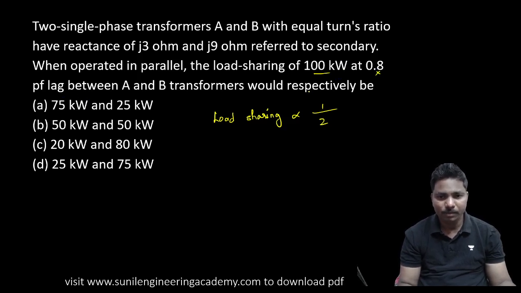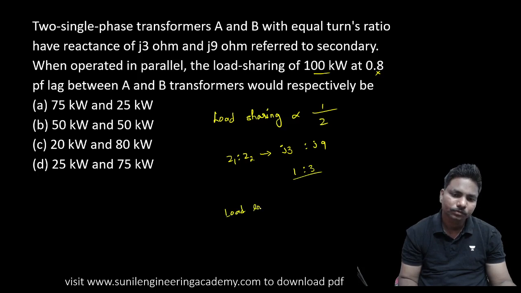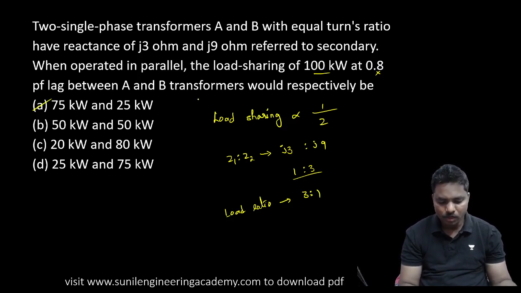Then A and B transformer would be respectively dash. So it is inversely proportional to impedance. Higher the impedance, lower the sharing. Lower the impedance, higher the sharing. So that means here impedance ratios are given as J3, J9. That is 1:3, so the kVA ratio, the load ratio, is reversed, 3:1. In the 100 kilowatt, 3:1 means 75 and 25. So the answer is option B.